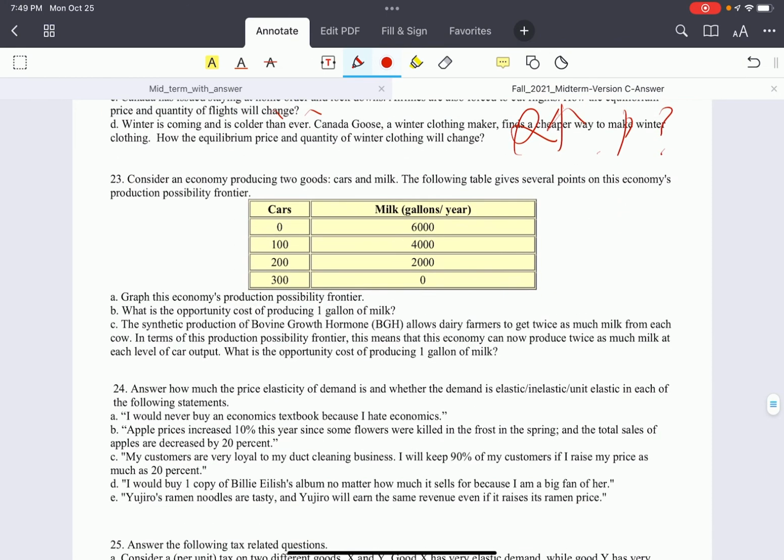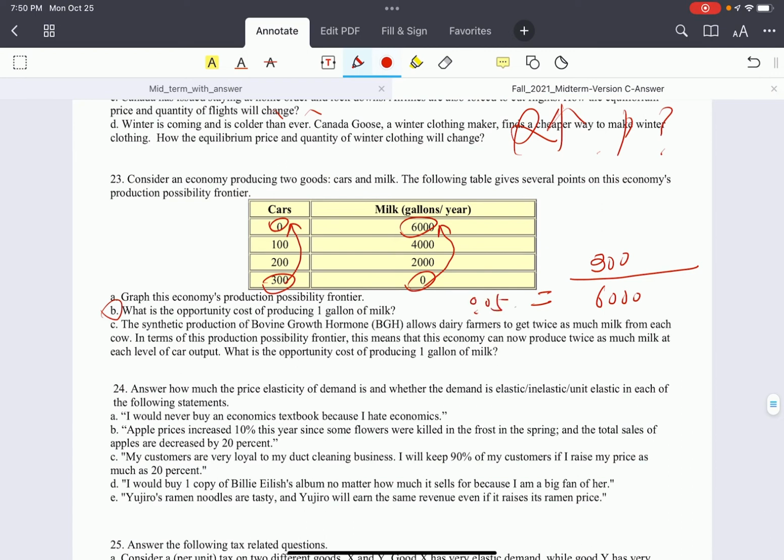Okay, 23, we have this table which tells you how many cars and how much milk you can make. Now, B says, what is the opportunity cost of producing 1 gallon of milk? Well, it's pretty simple. You could just pick two pairs. And you can see that if you produce 6,000 gallons of milk, you have to give up 300 cars, right? Because if you increase from 0 to 6,000, then cars decrease from 300 to 0. And this will give you a number of, I think it's 0.5.